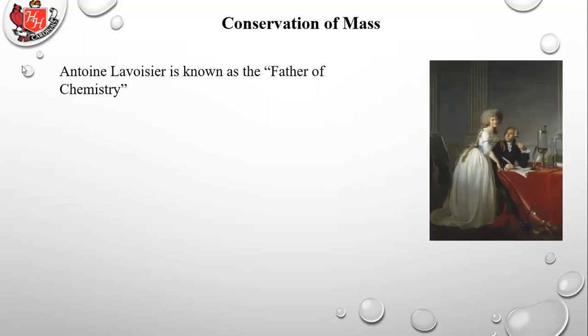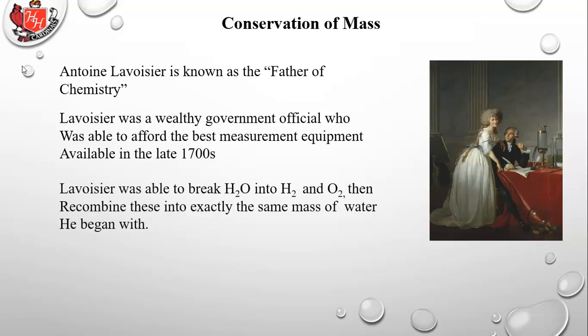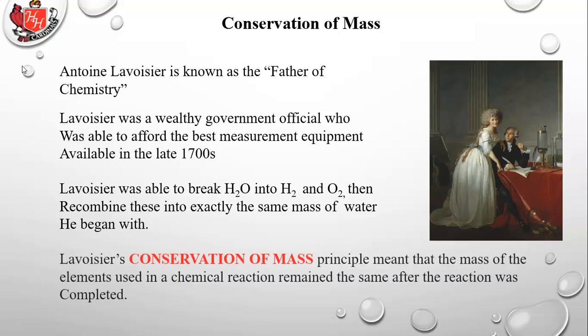Antoine Lavoisier is known as the father of chemistry. Lavoisier was a wealthy government official who was able to afford the best measurement equipment available in the late 1700s. Lavoisier was able to break water, H2O, into H2, hydrogen molecules, and O2, oxygen molecules, then recombine these into exactly the same mass of water that he began with.